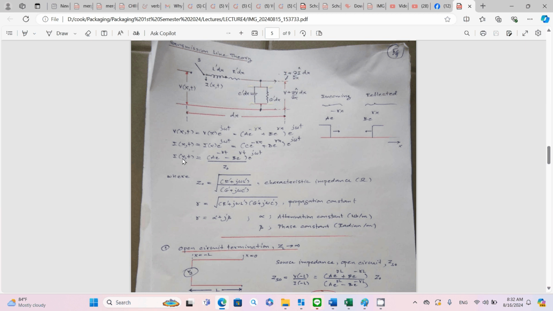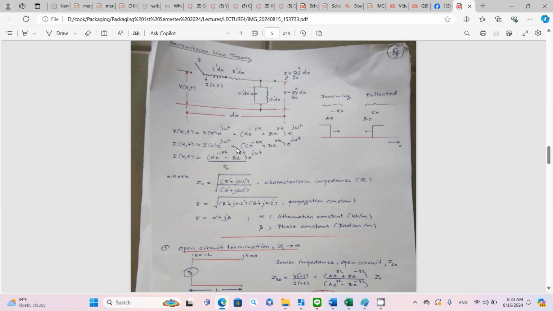I'm not going to prove the relation between the voltage and the current. Simply apply KVL and KCL, Kirchhoff voltage law and Kirchhoff current law, and thus your current is going to relate to the voltage in a similar form, but you have a negative sign in front of constant B.